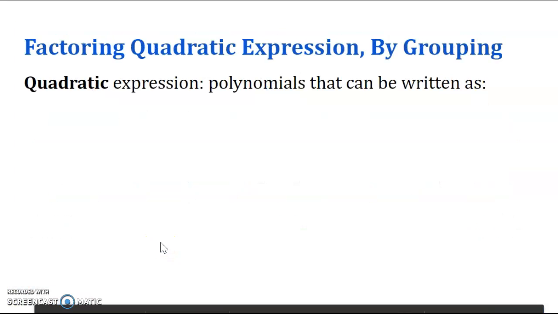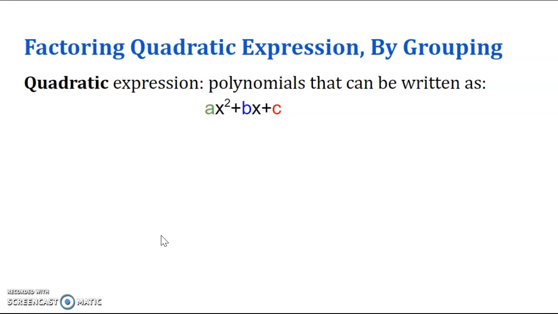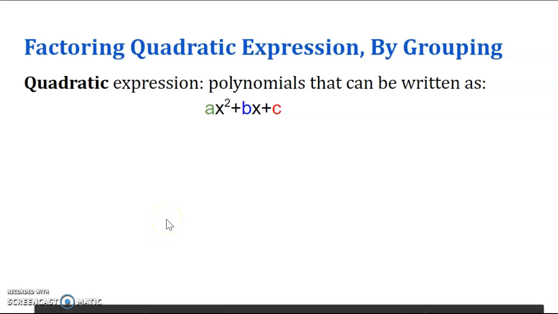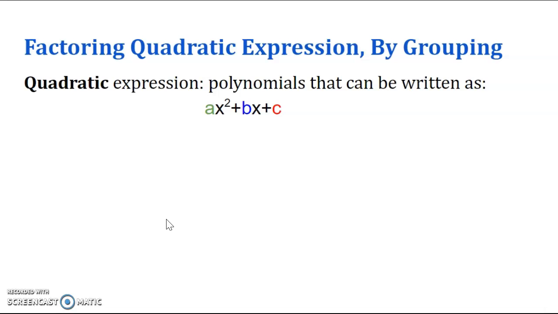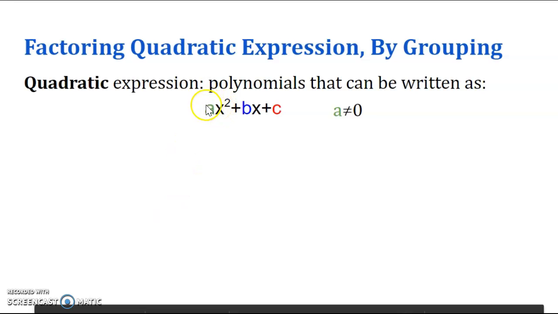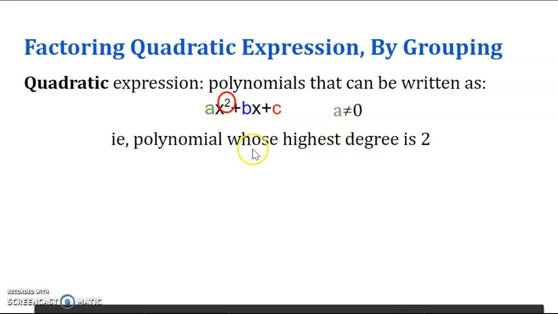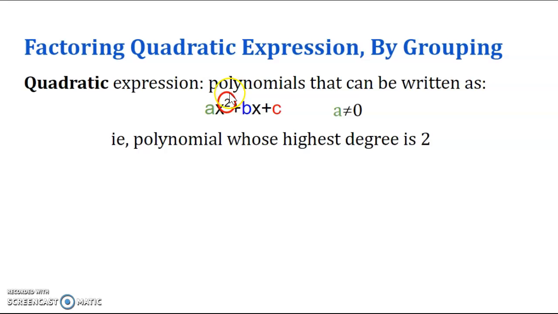All right, then let's get on to the new lesson material. So, factoring quadratic expression by grouping. This is a new method. Remember, a quadratic expression is a polynomial that can be written as ax squared plus bx plus c, where a, b, and c are just some number. It can be positive, it can be negative, it can be decimals, it can be fractions, but it has to be real numbers, except a cannot be 0. That is one condition. For it to be quadratic, its highest degree has to be 2. So there has to be an x squared term.